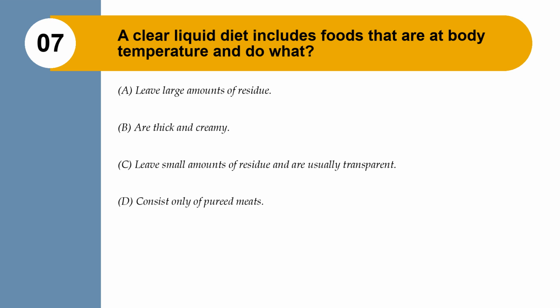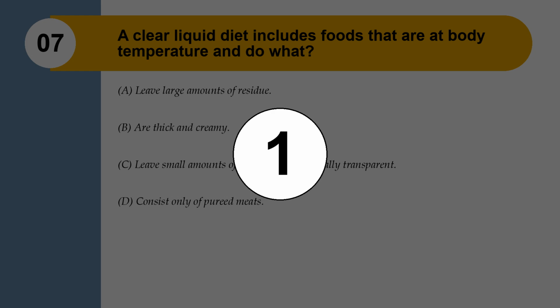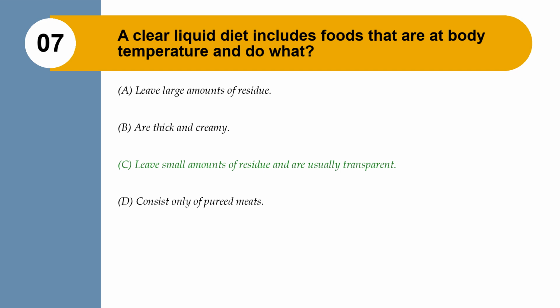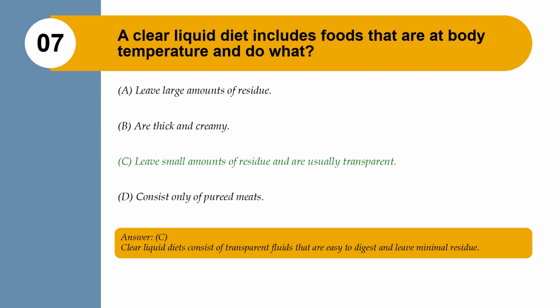Question 7. A clear liquid diet includes foods that are at body temperature and do what? Option A. Leave large amounts of residue. Option B. Are thick and creamy. Option C. Leave small amounts of residue and are usually transparent. Option D. Consist only of pureed meats. The correct answer is option C. Leave small amounts of residue and are usually transparent. Explanation. Clear liquid diets consist of transparent fluids that are easy to digest and leave minimal residue.